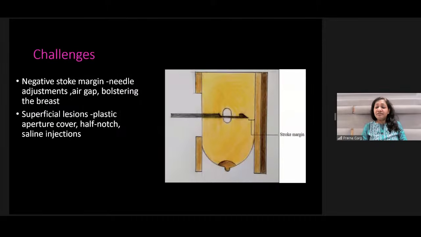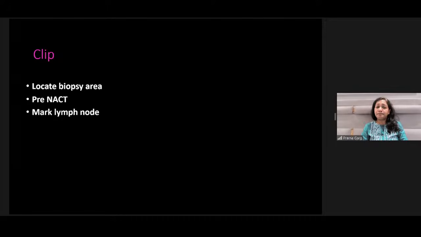A few challenges that we face with stereotactic procedures: you might not have enough margin below the tip of the needle, which will lead to damage to the detector, and that can be avoided by using air gaps or bolstering the breast. At times the lesion may be very superficial, and in that case you may use a plastic aperture cover, or you may use half notch, or you may raise the skin by giving saline injections.